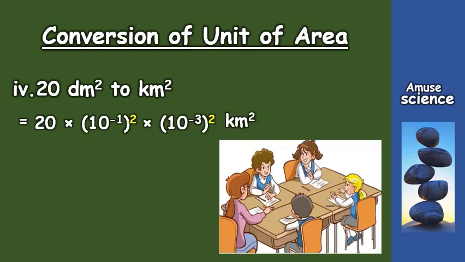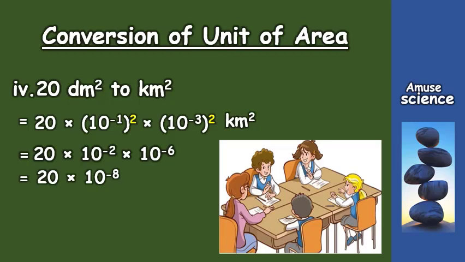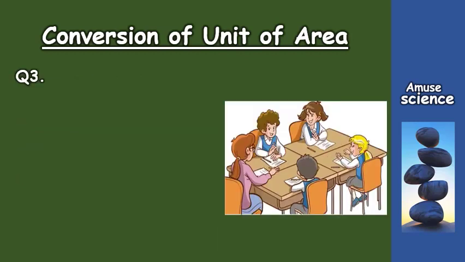Applying indices, we are going to get 20 times 10 exponent minus 2 times 10 exponent minus 6. Then applying indices again, we are going to have 20 times 10 exponent minus 8. And so our final answer, which is in standard form, is going to give us 2.0 times 10 exponent minus 7 kilometer squared.